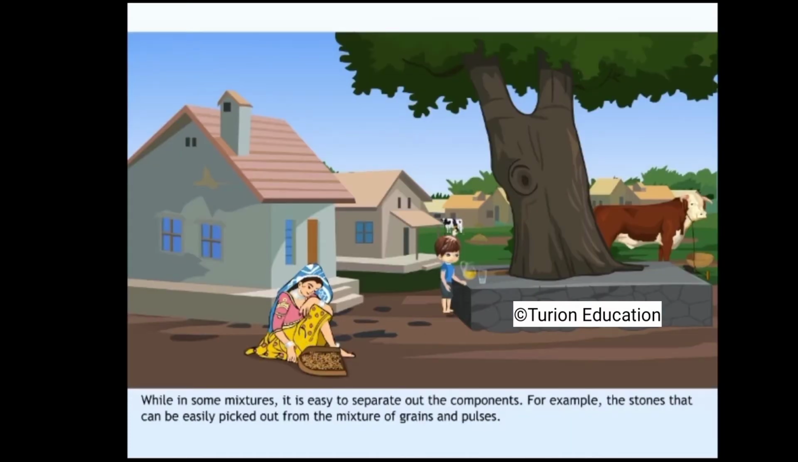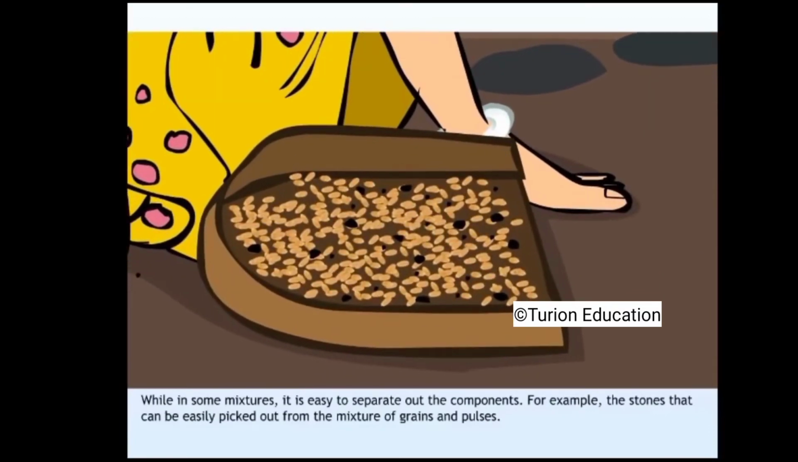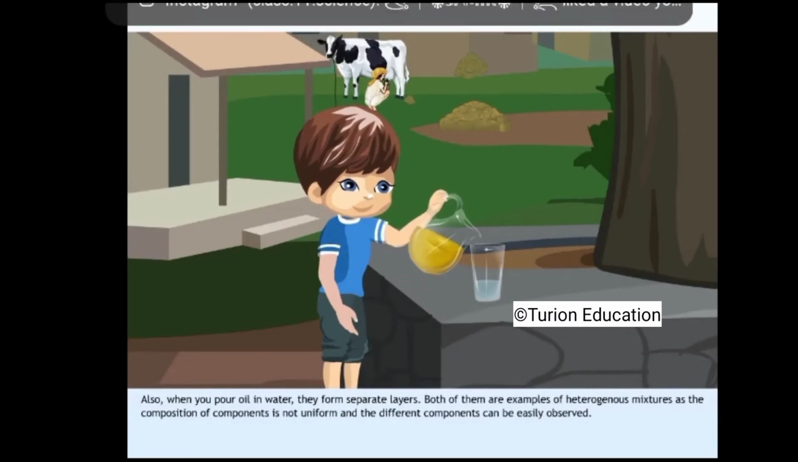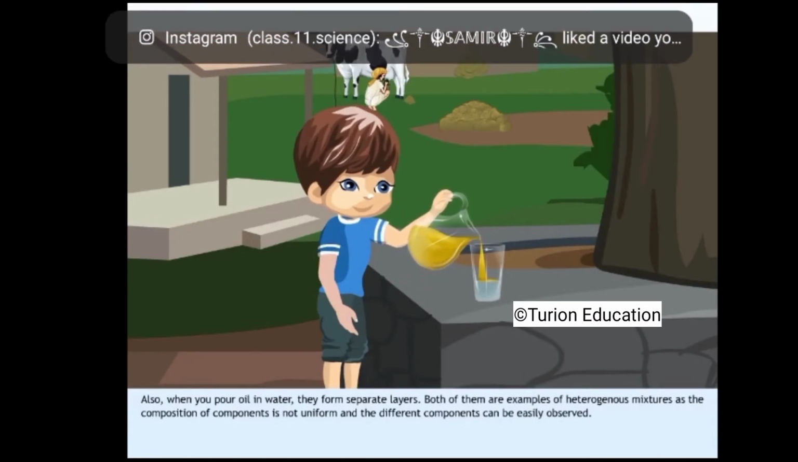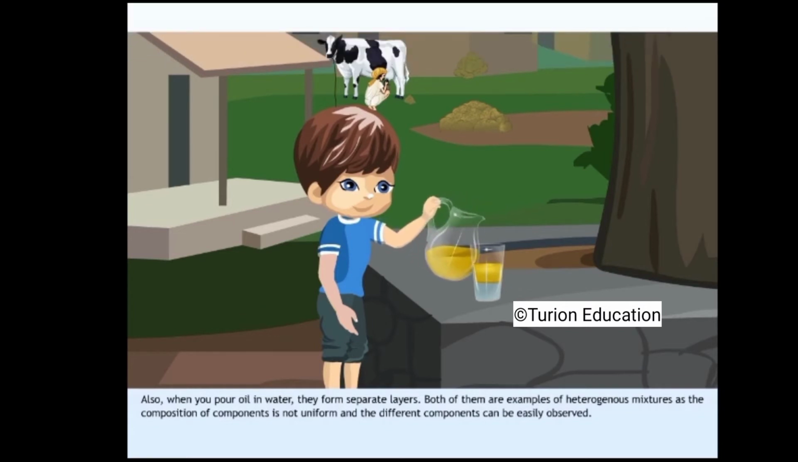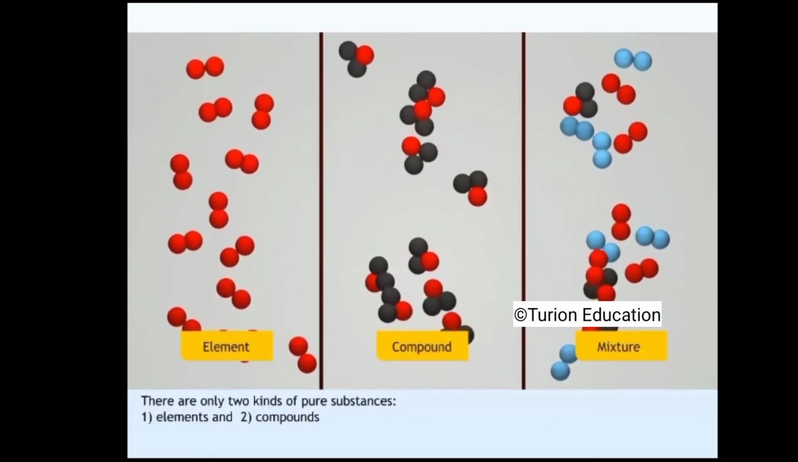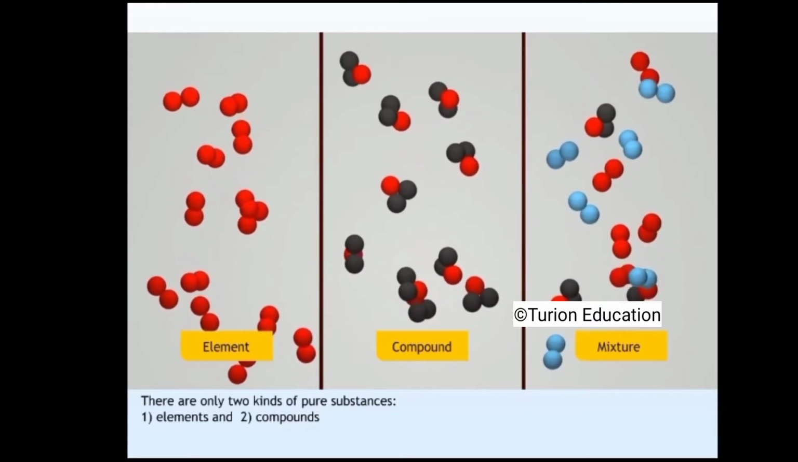While in some mixtures, it is easy to separate out the components. For example, the stones that can be easily picked out from a mixture of grains and pulses. Also, when you pour oil in water, they form separate layers. Both of them are examples of heterogeneous mixtures, as the composition of components is not uniform, and the different components can be easily observed. There are only 2 kinds of pure substances, elements and compounds.